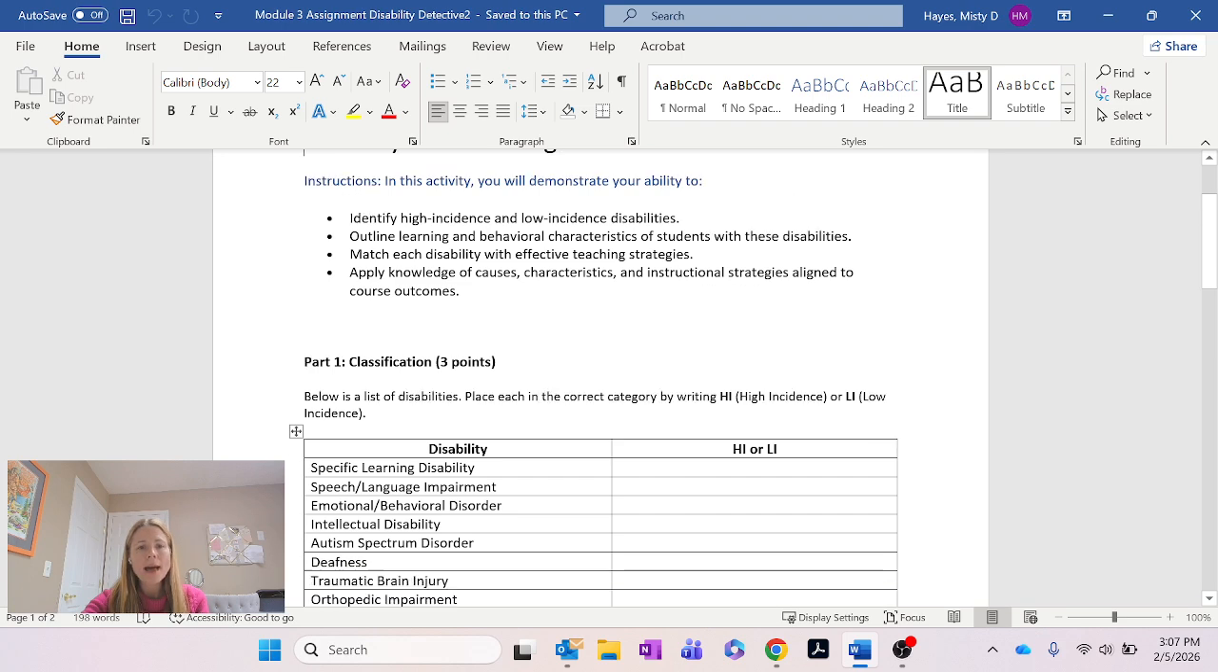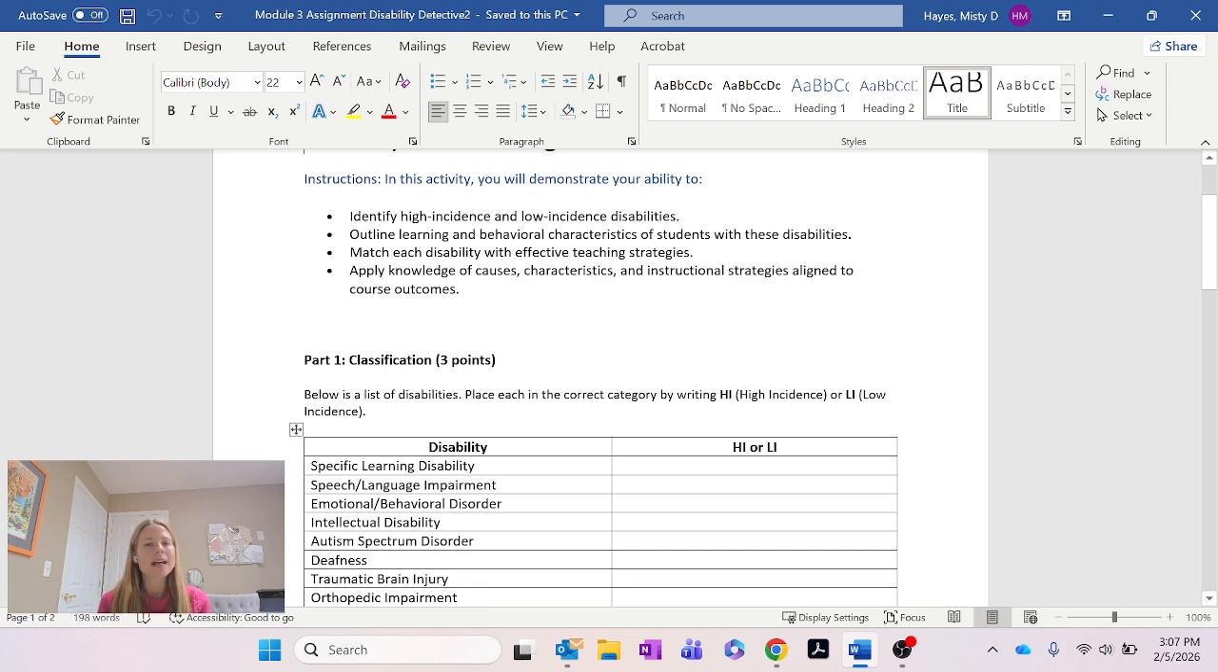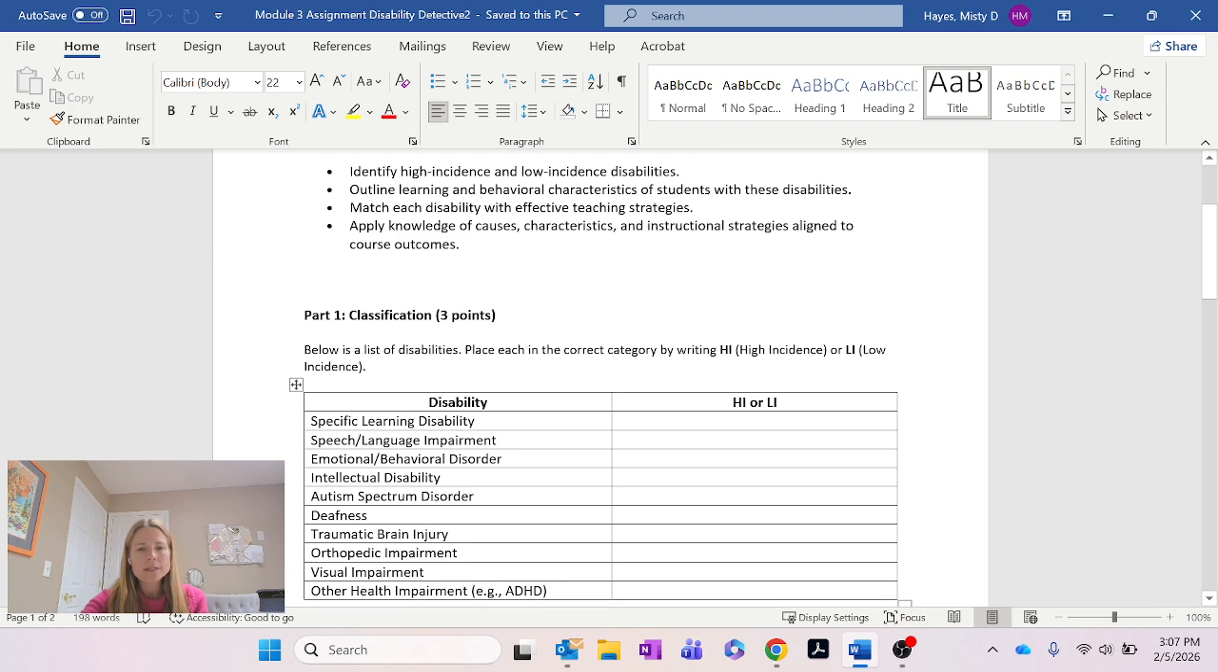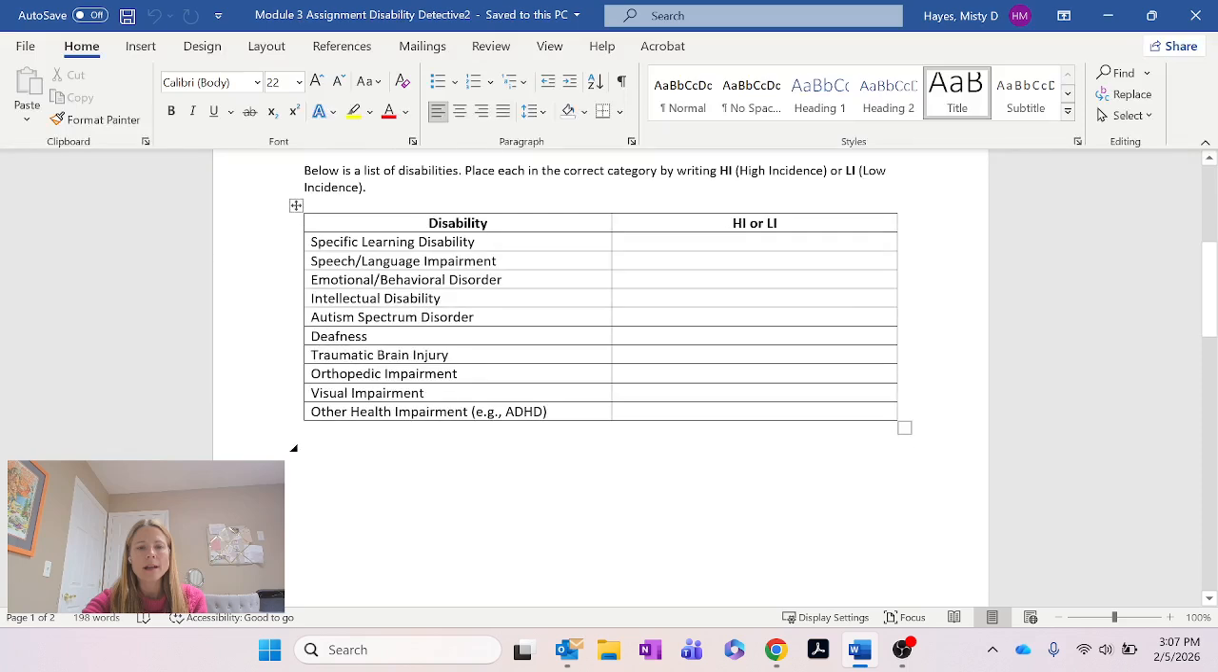So you're going to match. The first section is really just the classification part, where you're just going to look at the list of disabilities and you're going to tell me if it's high incidence by writing HI or if it's low incidence by LI.